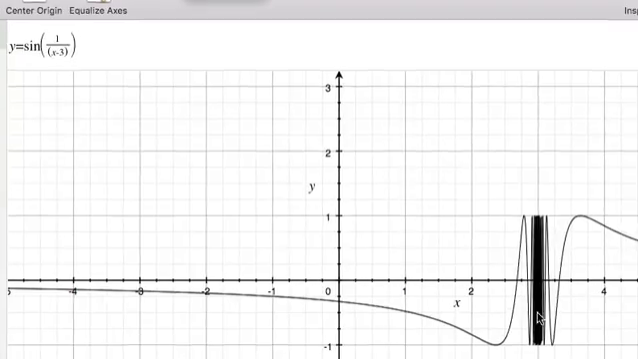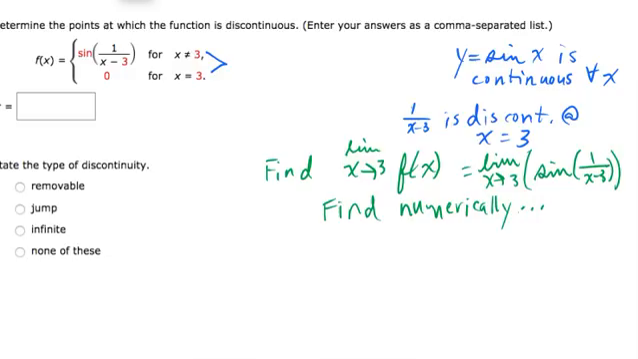Graphically, the graph of sine of 1 over x minus 3 looks like this, and it actually oscillates infinitely often right there at 3. So that limit is undefined because it just continues to oscillate more and more as you get closer and closer to 3. So actually the limit as x approaches 3 doesn't exist.